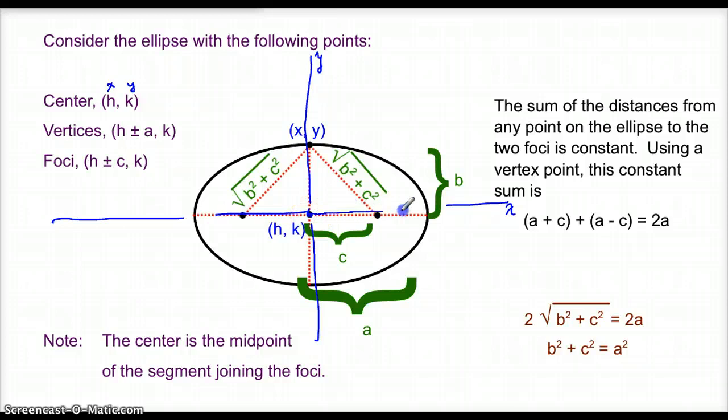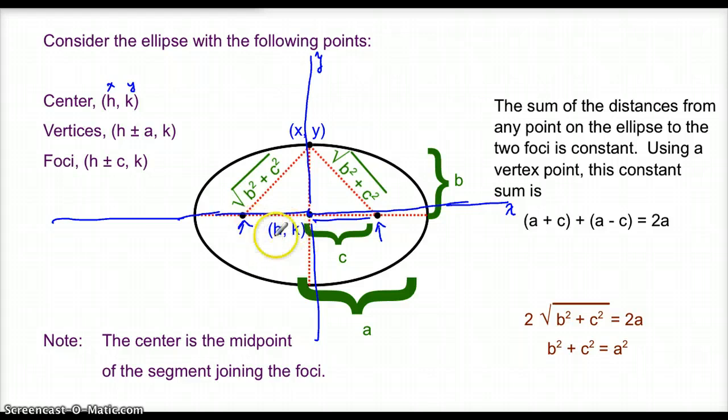Okay, so our axes are still in place. Remember, the foci are these points that are inside the ellipse. We define a distance c as the distance between the center and the foci.